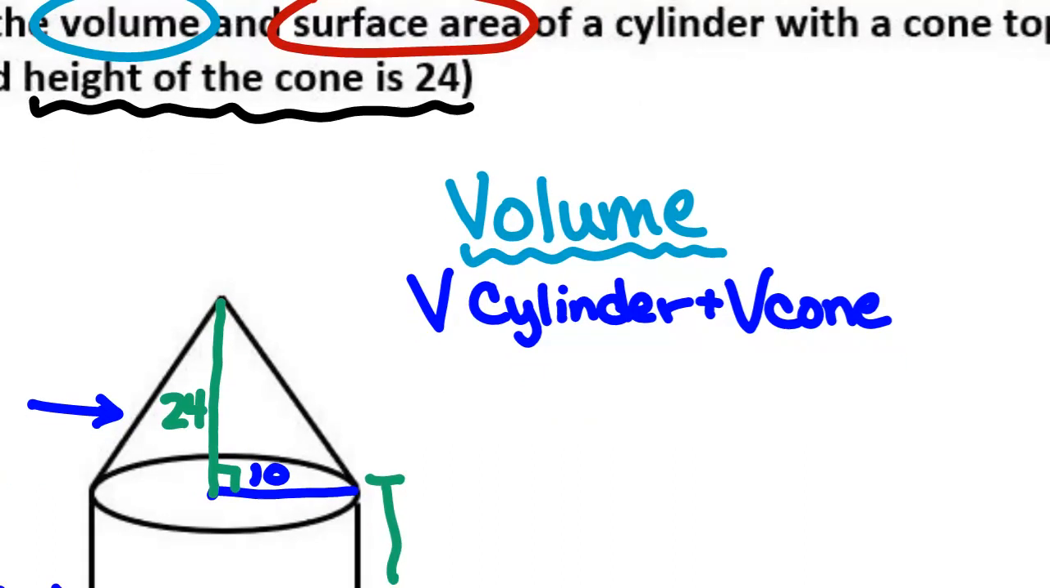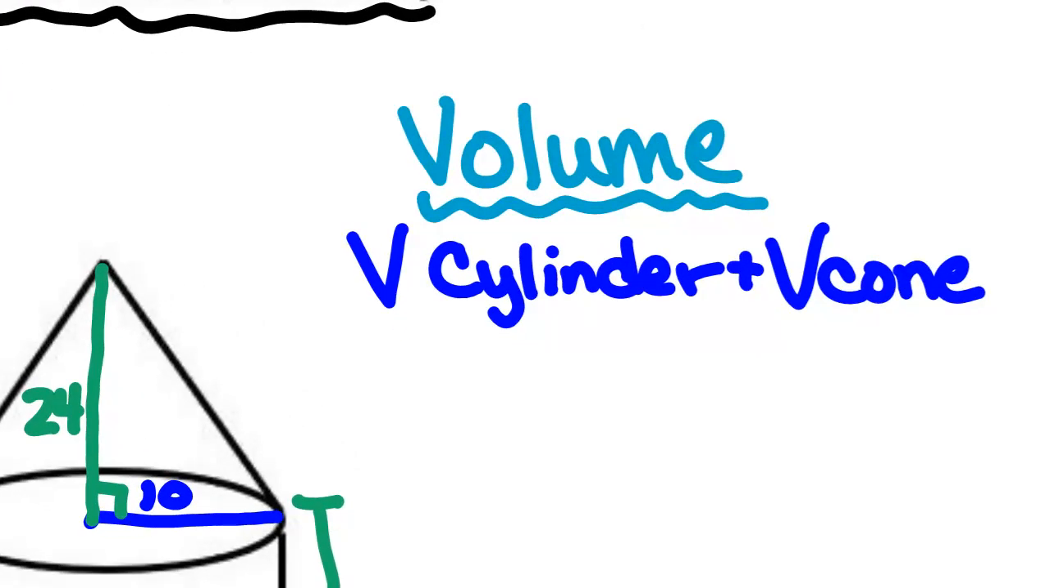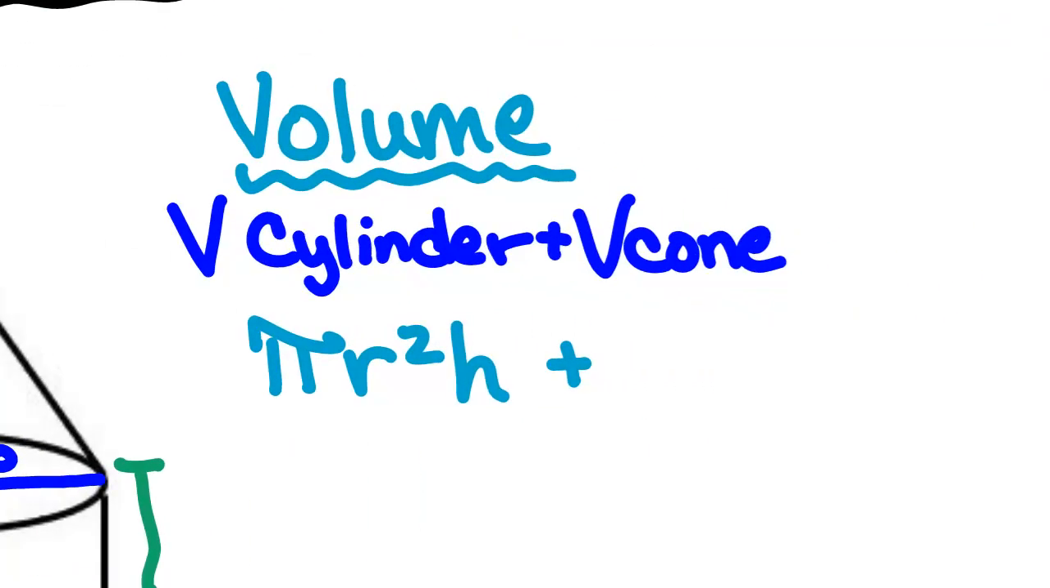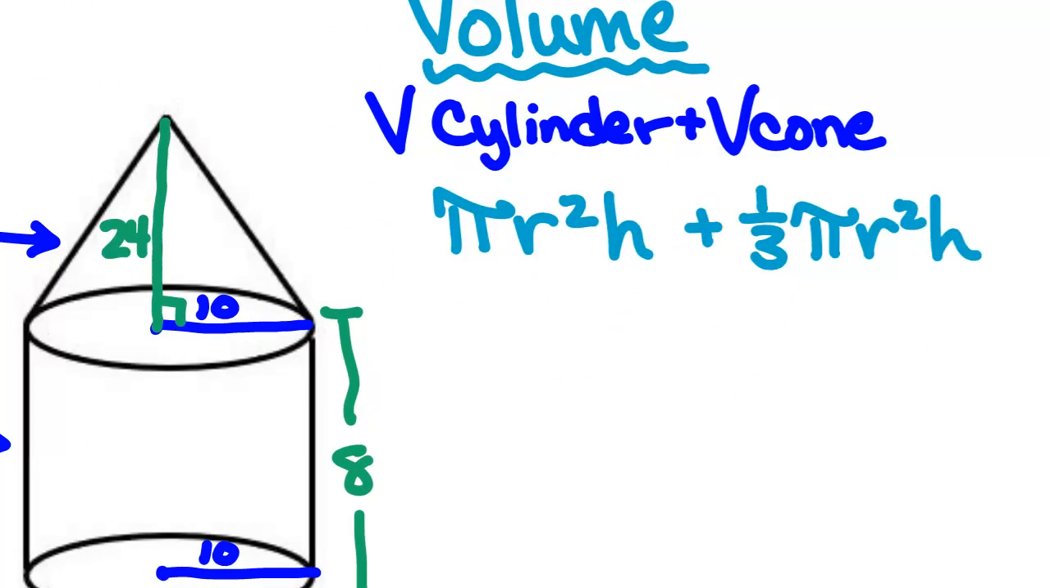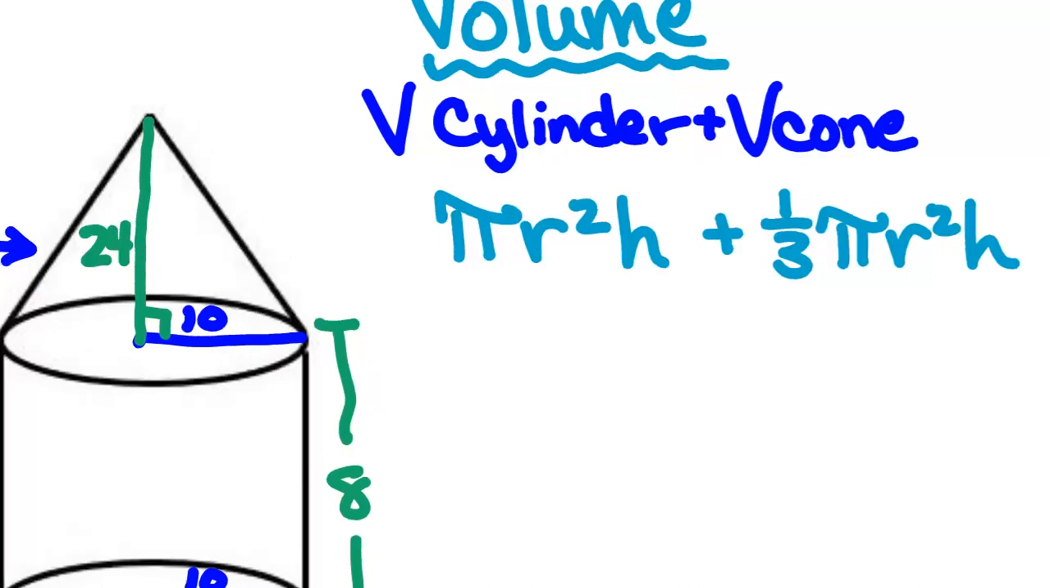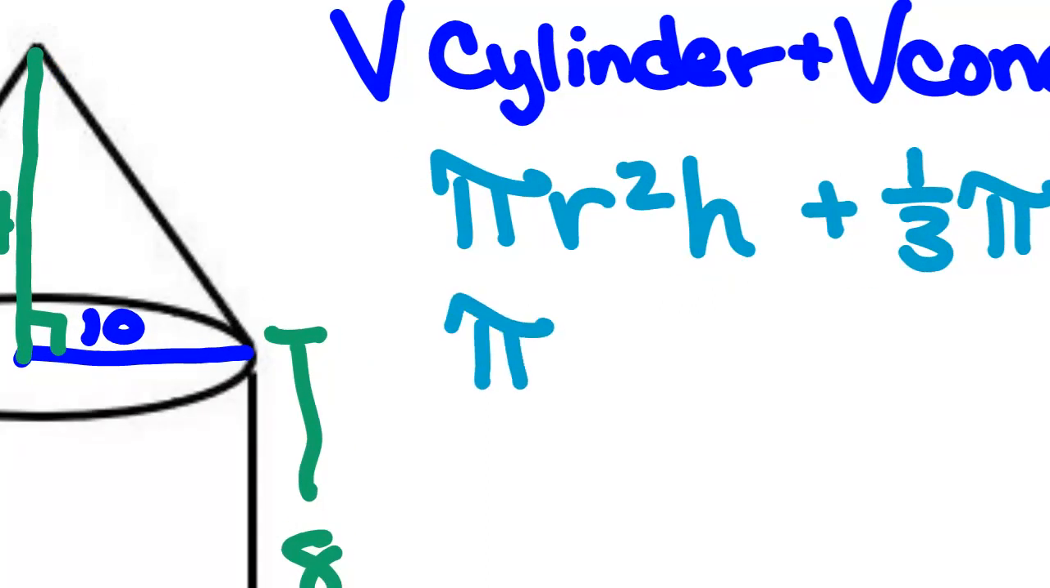To find the volume of the cylinder, what is our formula? Pi radius squared times the height. Plus, how do we find the volume of a cone? 1/3 pi radius squared times the height. Do the cone and the cylinder have the same radius? Yes. How big is the radius for both of those objects? 10. So pi times 10 squared.